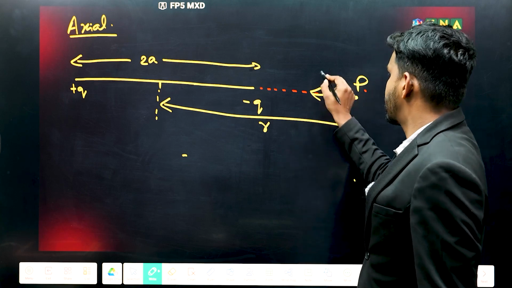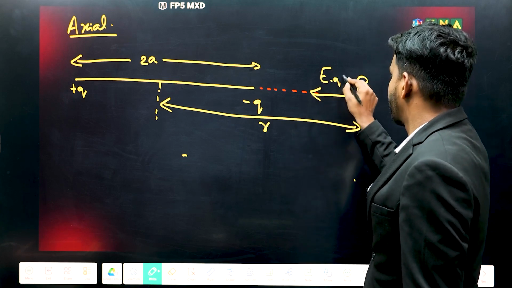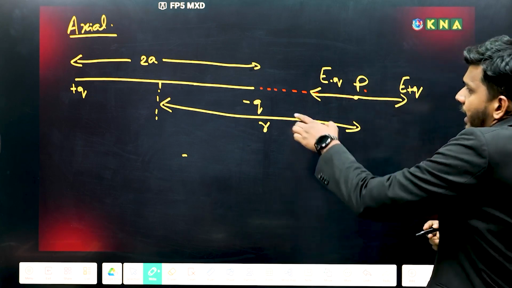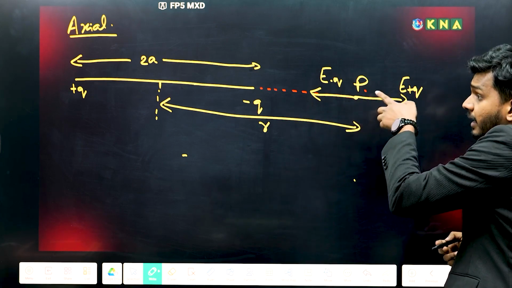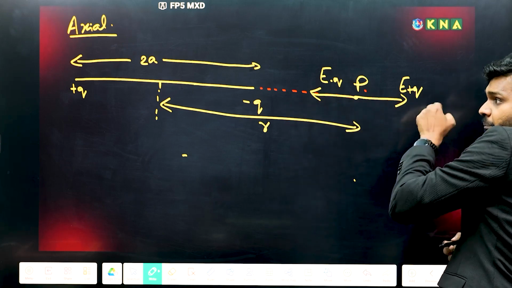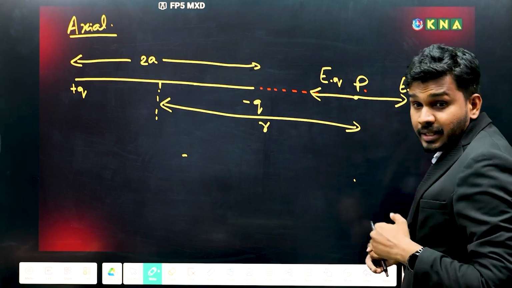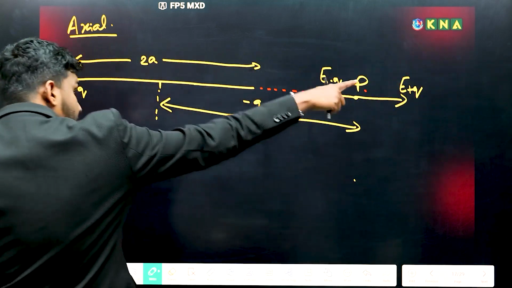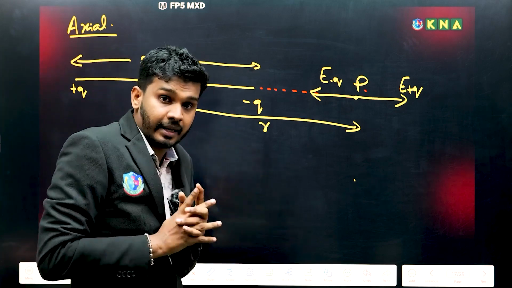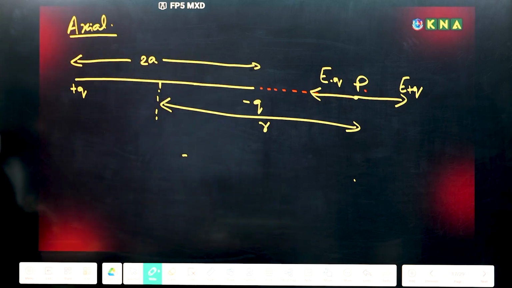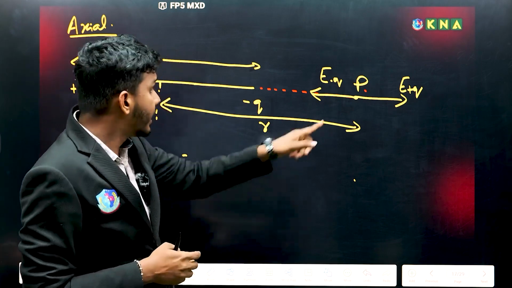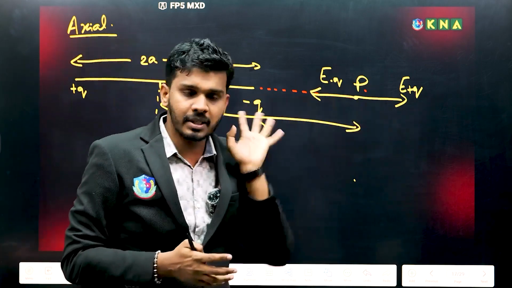So this is E minus Q. This is E plus Q, because on the axial line, the electric field direction is away from positive and towards negative. So this is the electric field E plus Q and E minus Q. Understand how to take the direction. That is important for solving questions also. Here, E minus Q, E plus Q.